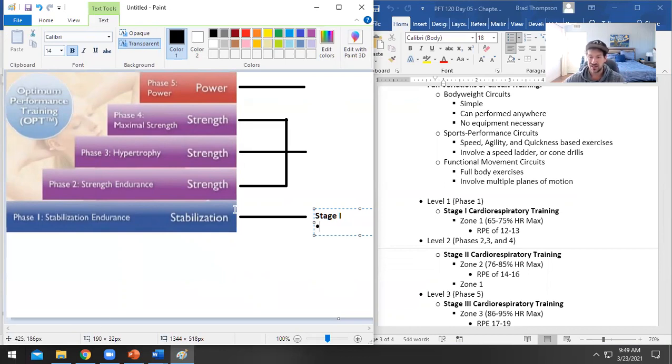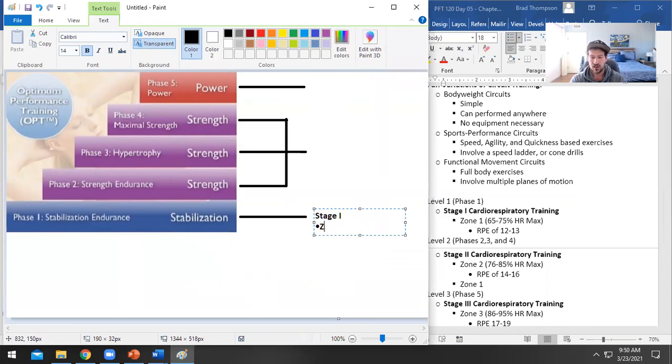And that's about it. So this is going to involve zone one, which we kind of talked about earlier, right? Zone one is written with our classic Arabic numerals. Zone one is going to be anywhere from 65 to 75% heart rate max. Or, like I said, it could be that RPE scale. You could totally use the RPE scale of like a 12 to a 13.